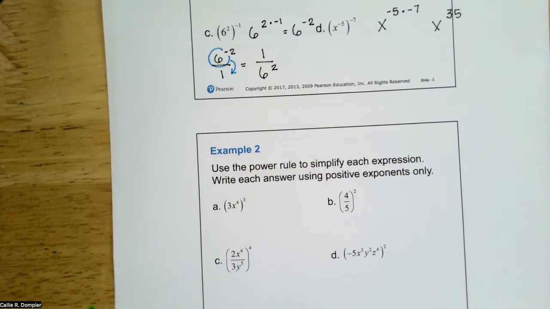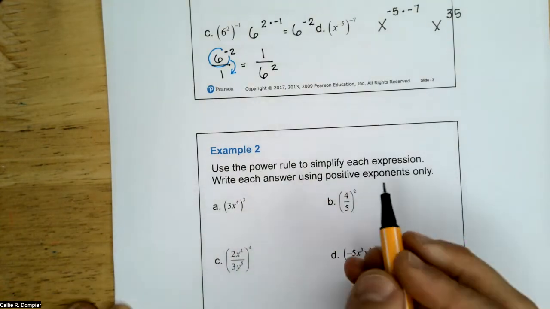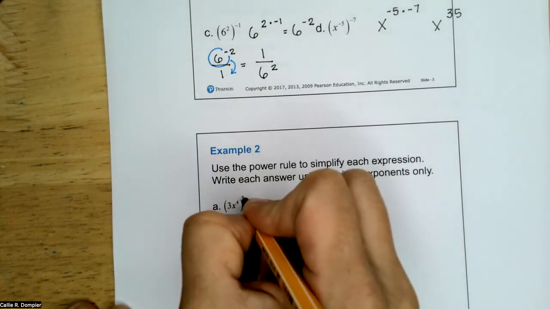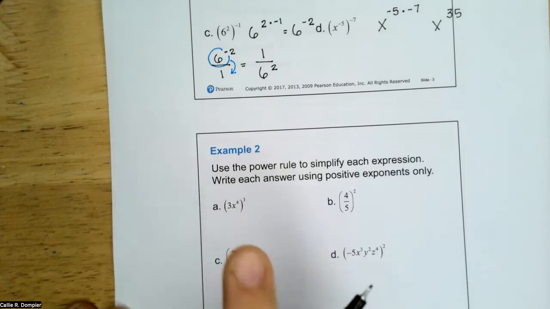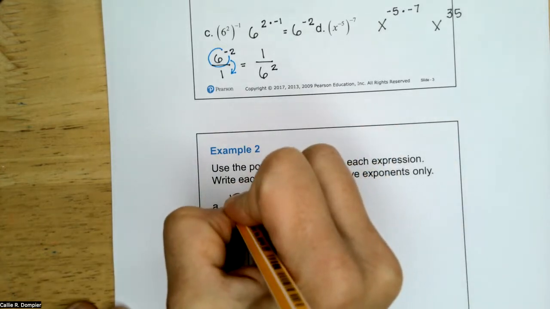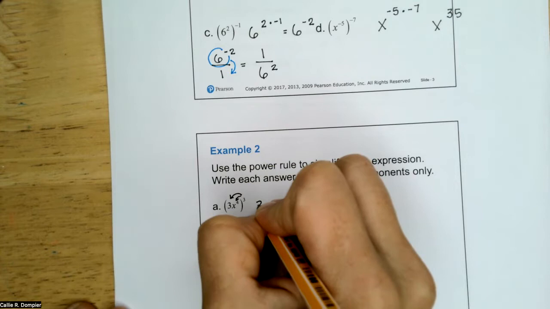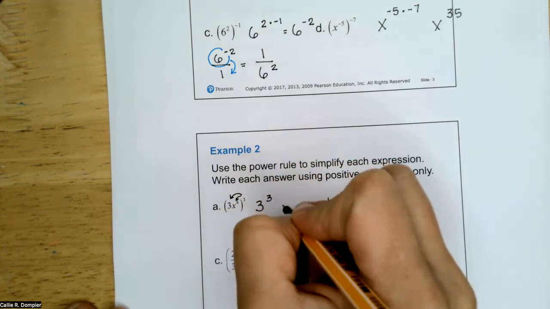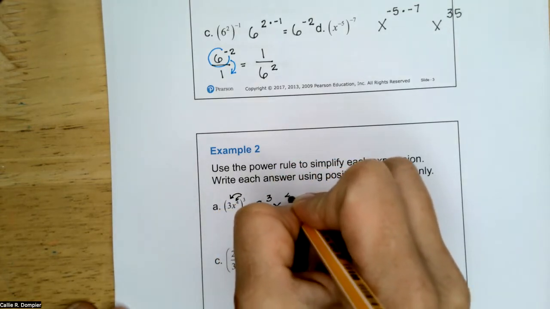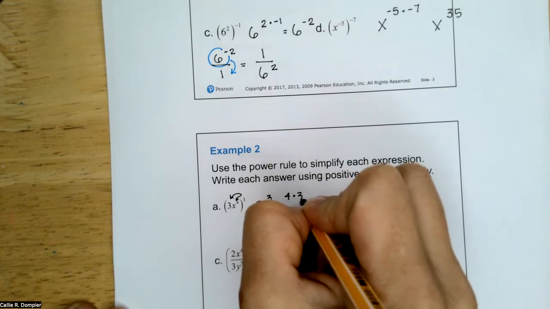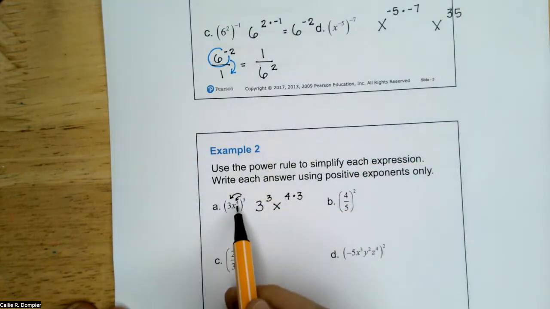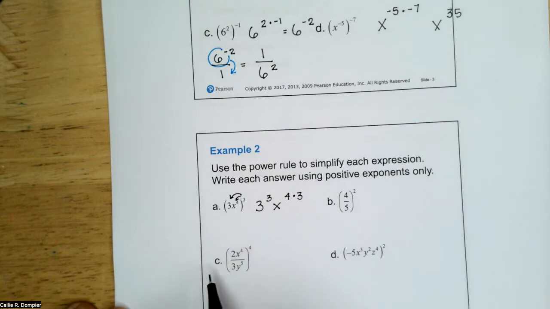Okay. Same here. Remember, we're going to distribute this 3 to everything inside the parentheses. So I can rewrite this as 3 to the power of 3 times x to the power of 4 times 3, right? Because that x to the fourth to the third power means I need to multiply the 4 times the 3. The 3 is now going to be raised to a 3.